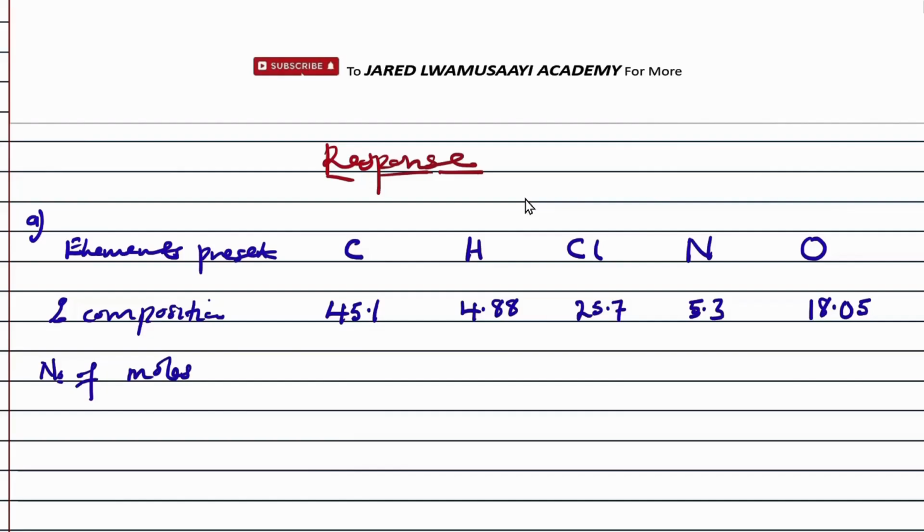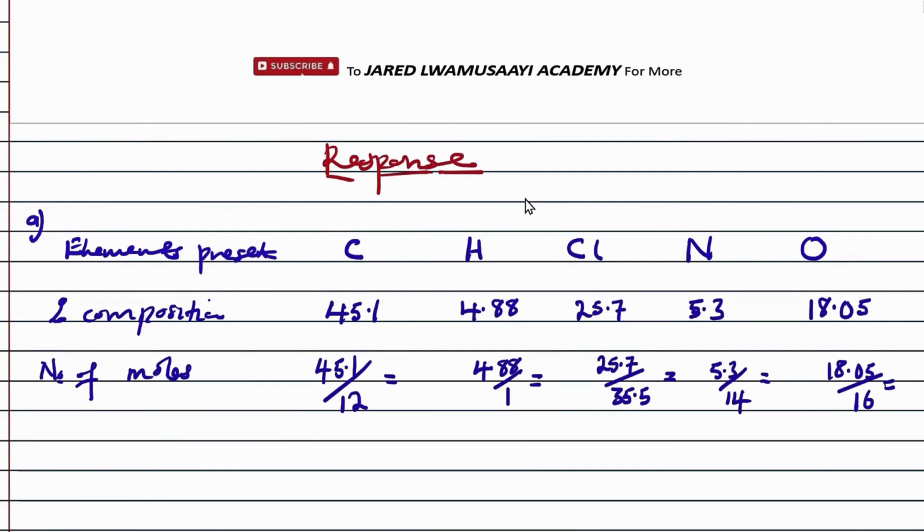So as we proceed to get the number of moles, simply we are going to get 45.1 divided by the RAM of carbon, which is 12. Let us first write them. For hydrogen we have 4.88 divided by the RAM of hydrogen, which is 1. Chlorine is 25.7 divided by the RAM of chlorine, 35.5. Then nitrogen is 5.3 divided by the RAM of nitrogen, 14. Then lastly oxygen is 18.05 divided by the RAM of oxygen, which is 16.